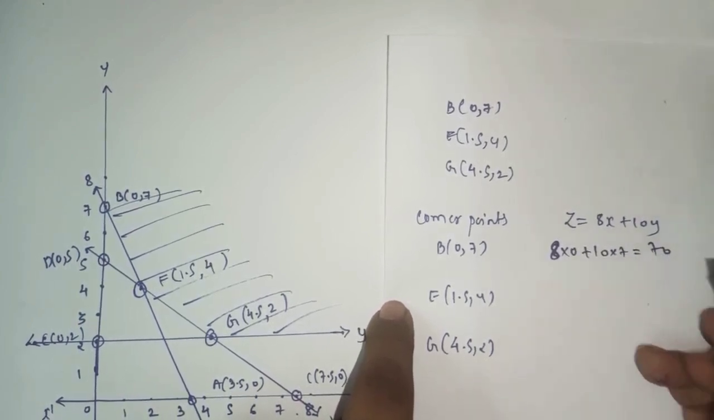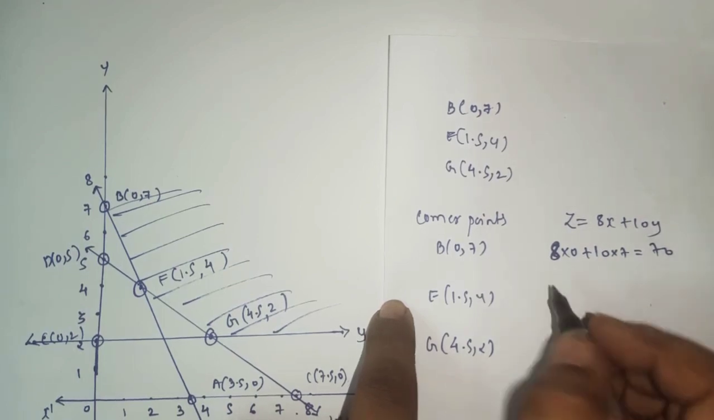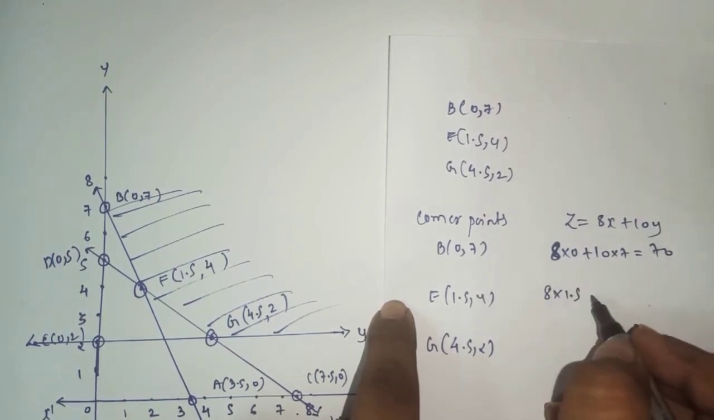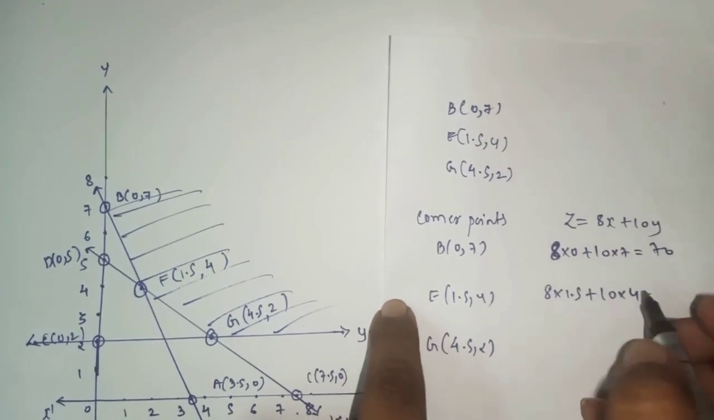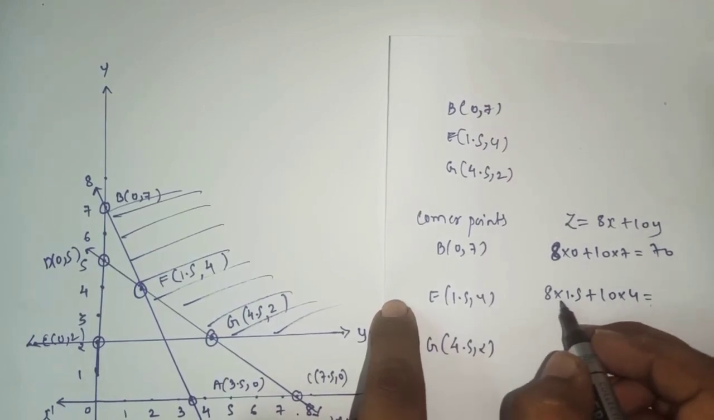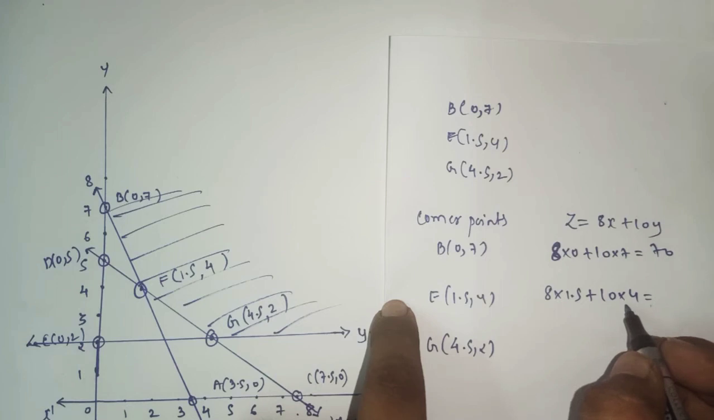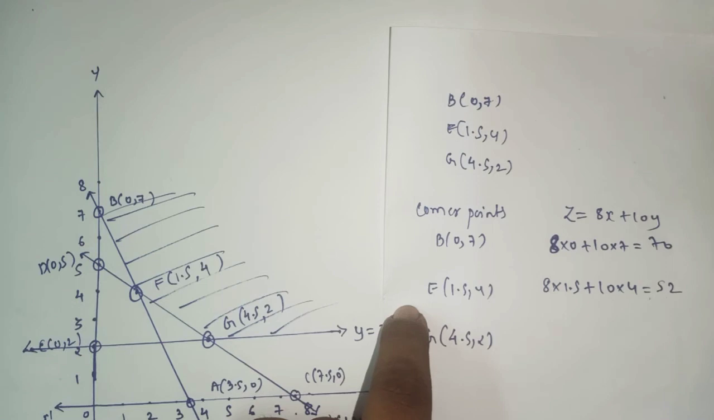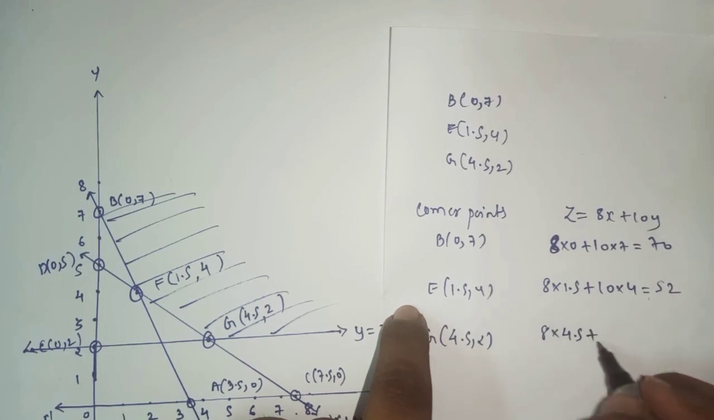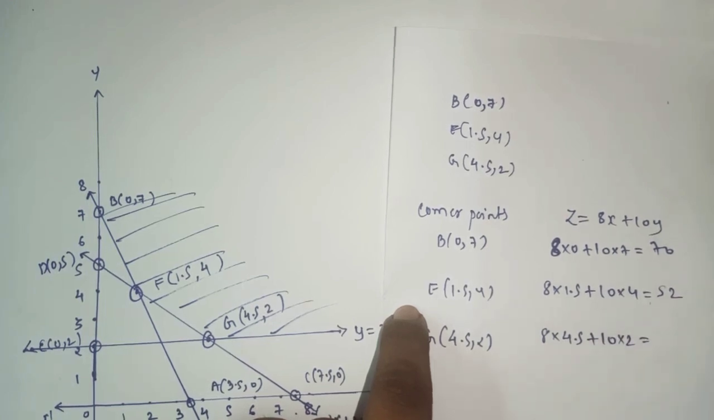So here we got 70. Okay, so 8 into 1.5 plus 10 into 4. So 10 fours are 40, and 8 into 1.5 is 12, because your decimal is there. So 40 plus 12 gives 52. And the last one is what? 8 into 4.5 plus 10 into 2. So this will be 36 plus 20, 56.